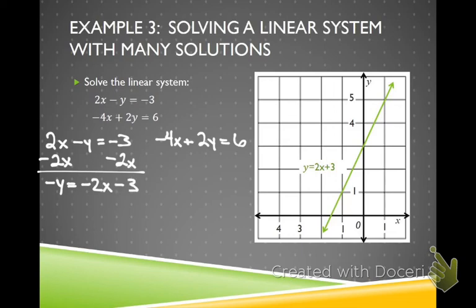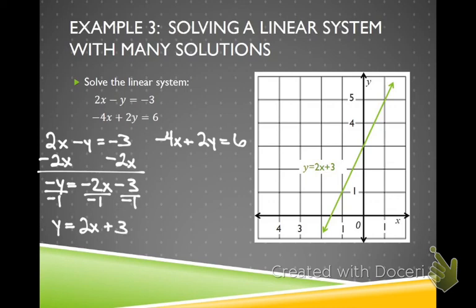Now what do I have to do to get y by itself? It's not by itself yet. You have to divide by -1. Divide by -1. That's why I suggested that you write the -1 in front of y. All right, so now y equals +2x plus 3.